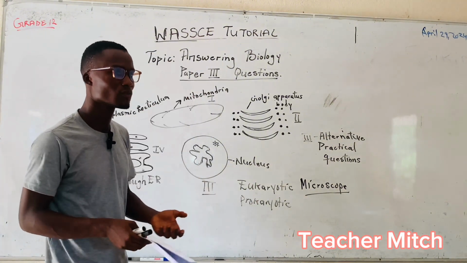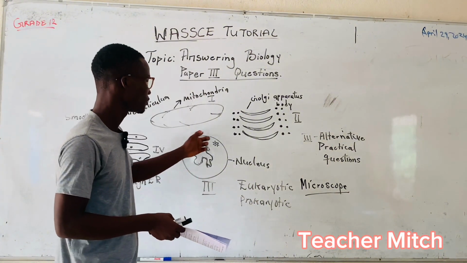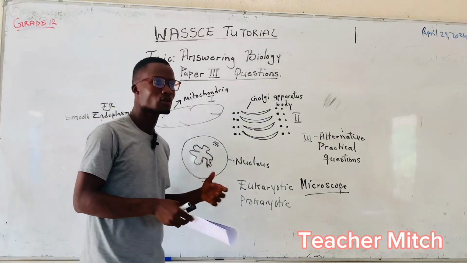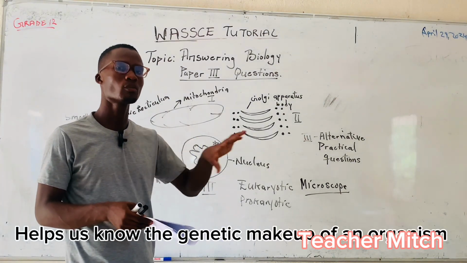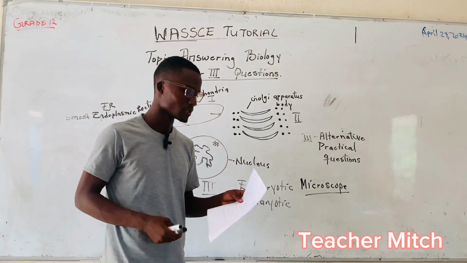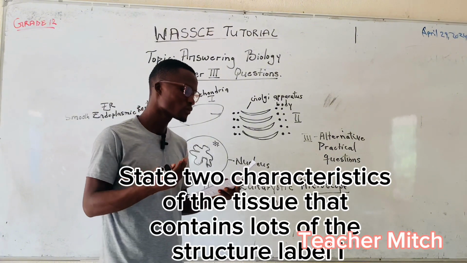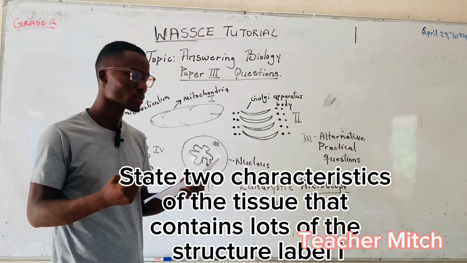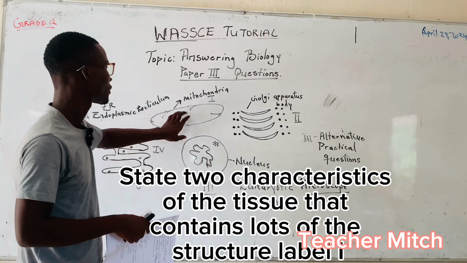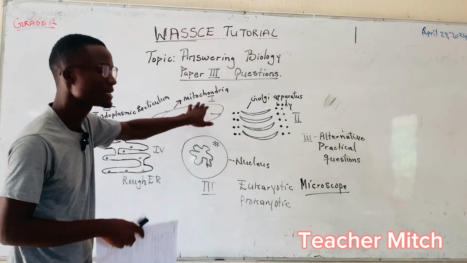The second importance of the identification of the nucleus is because the nucleus can also help us to know the genetic composition of an organism. We go to the next question. The next question says, state two characteristics of tissues that contain lots of the structure labeled 1. The structure labeled 1 is the mitochondria.